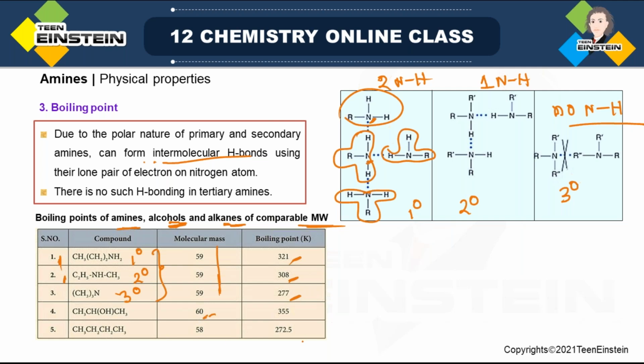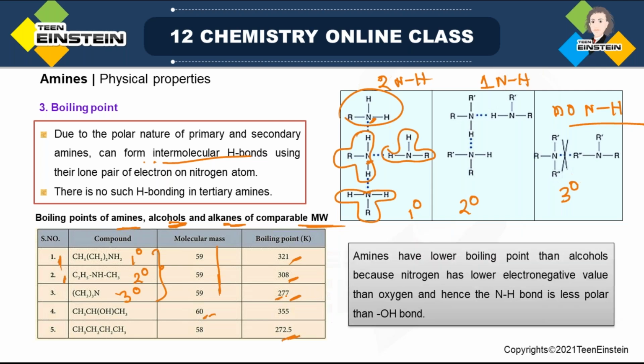And for alkane, it is very low, even lower than the 3 degree amine, because in alkane there is no such polarity, but in amine you have polarity and NH bonds. In OH also you have polarity. But why are alcohols higher? Because if you compare the polarity of the NH bond and the OH bond, obviously the NH bond is less polar, so the interaction is less and the boiling point is also less. So in this way you can compare amines with alcohols. Amines have lower boiling points than alcohols, because the electronegativity of nitrogen is lower than oxygen, so the NH bond is less polar.